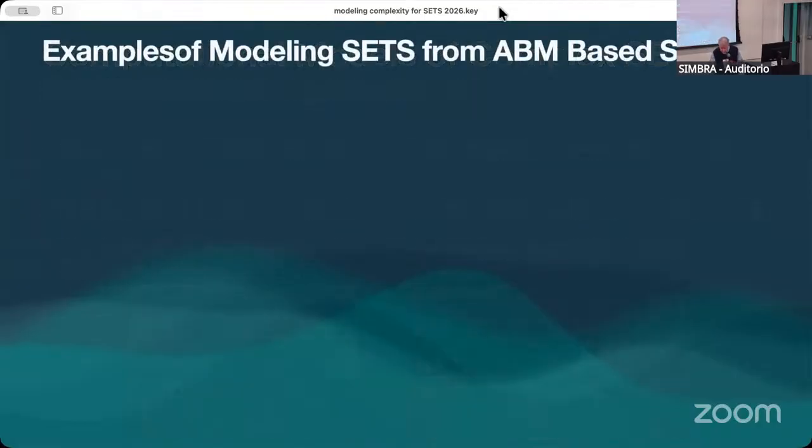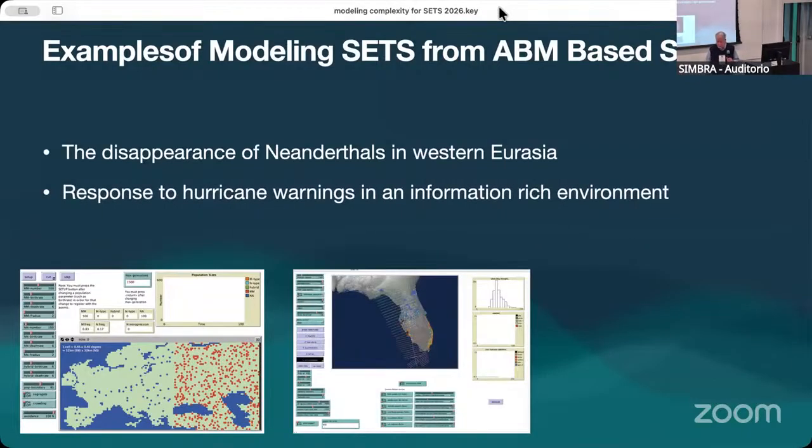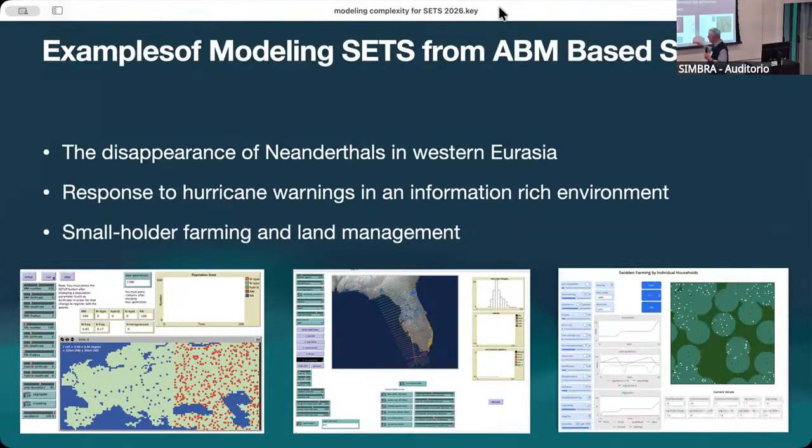So I'm going to give you some examples from my own experience in modeling. I've tried to make them really diverse, because I know this is, as Daniel pointed out, a highly transdisciplinary discipline and a very interdisciplinary program here with SIMBRA. One example is about the disappearance of Neanderthals, prehistoric people in Western Eurasia who lived a long time ago. Another one, really different, is modeling how people respond to hazard warnings for hurricanes. How do you represent that? And then finally, something that I do a lot of: modeling smallholder farming and how people interact with the environment when we transform it through agriculture.